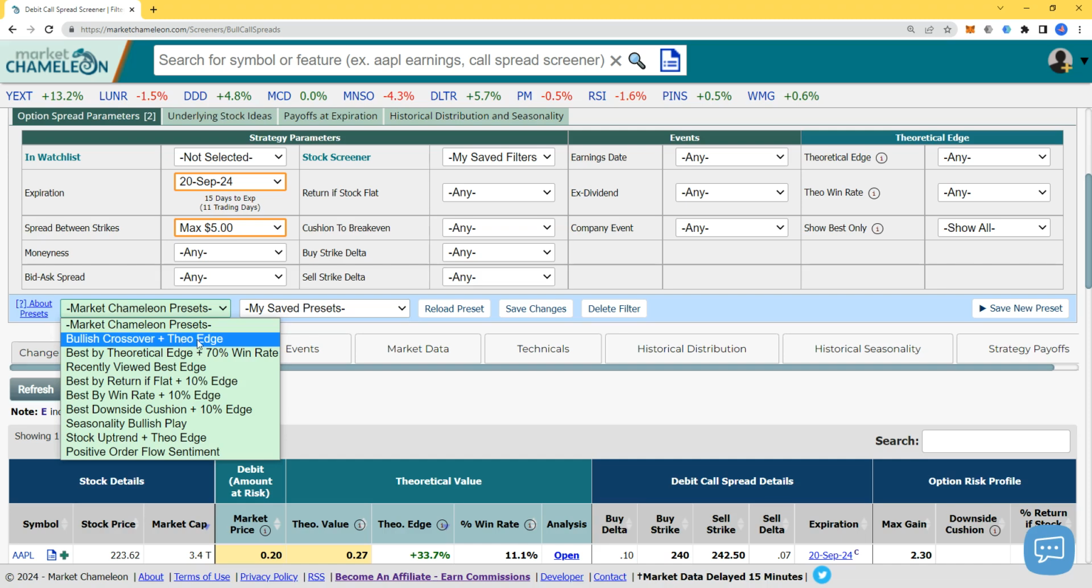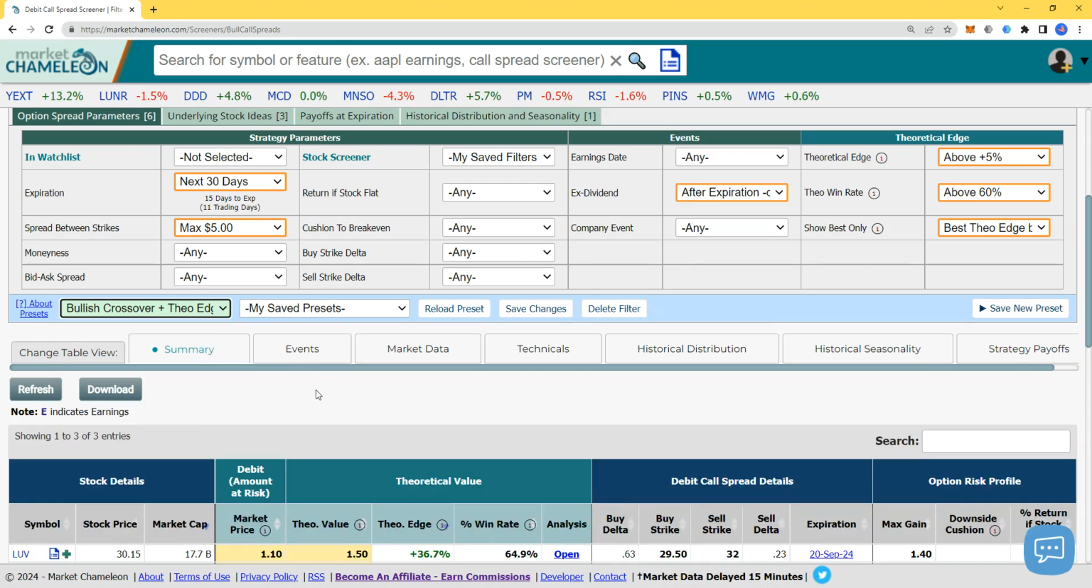Plus theoretical edge, that means that you are paying less for this debit spread based on history. So based on history, let's say we take the same example, the 105, 110, and you should pay, I don't know, $200 for example, based on history and averages. By theoretical edge, you will pay just 100. So let's click and see what we got.